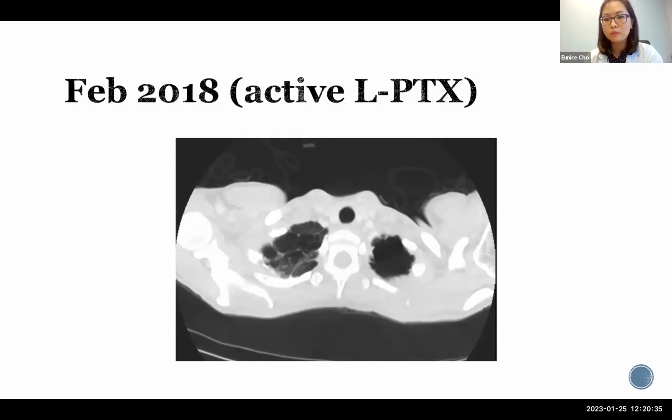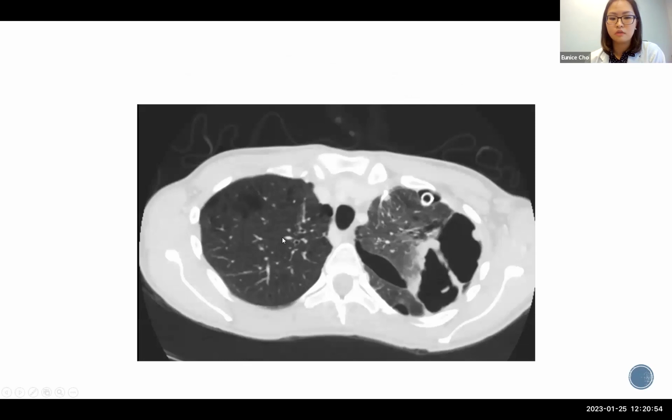I tried to look up some old imaging to see what it was like before, but the only other CT scan that I could pull up was from February 2018, when she was having an active pneumothorax and was admitted at another hospital. You can see here that on the left side, she's having a pneumothorax. And we can see some similar bullae and emphysema-like changes on the right side of the lung. She had a chest tube put in for her active pneumothorax.